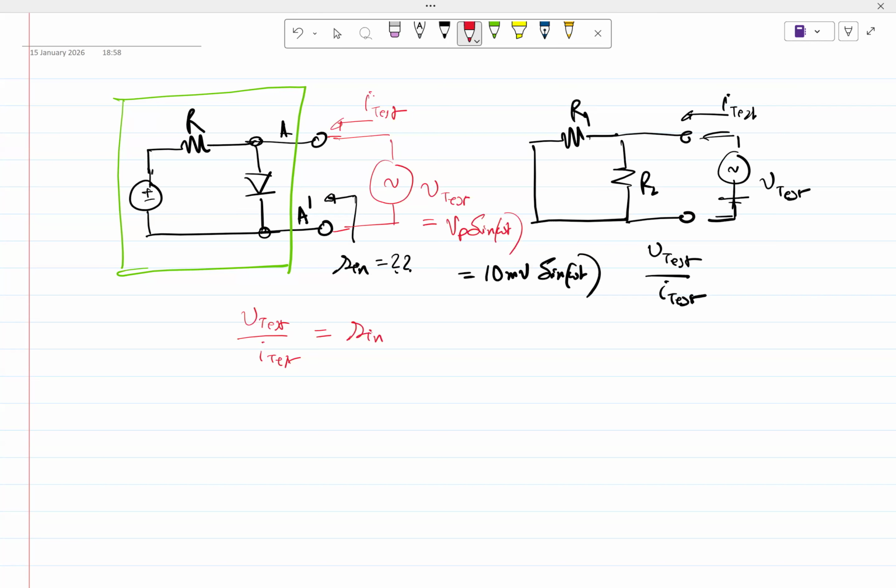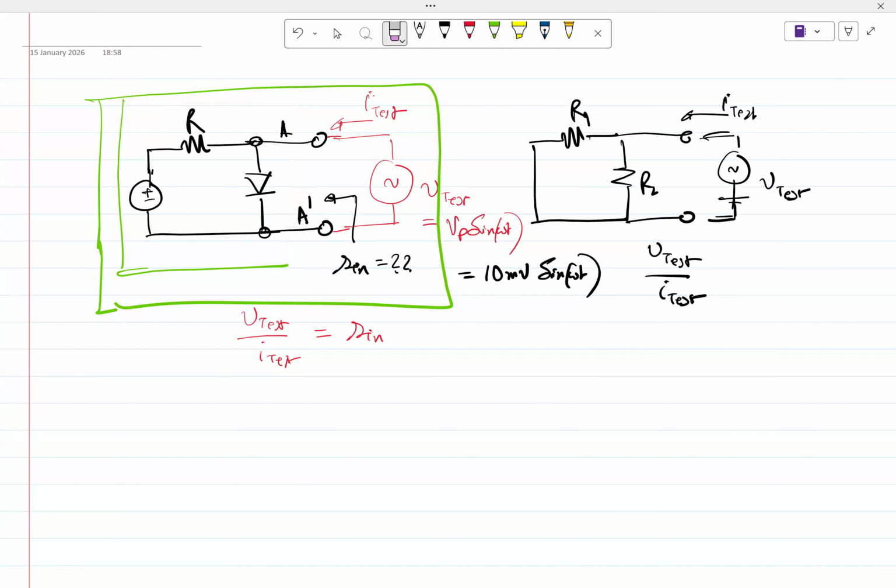Again, this is the entire setup, right? So this is the entire setup. Don't think the VTest is out of the setup. VTest is a part of the setup, yes. What do I do when I do a quiescent analysis? I short all the incremental sources, right? So I short the incremental sources.